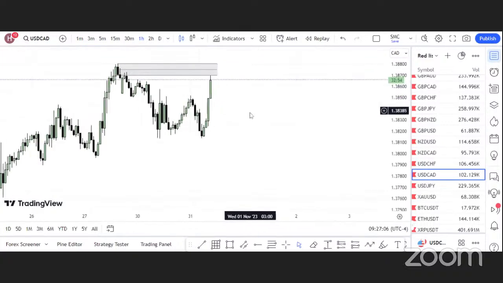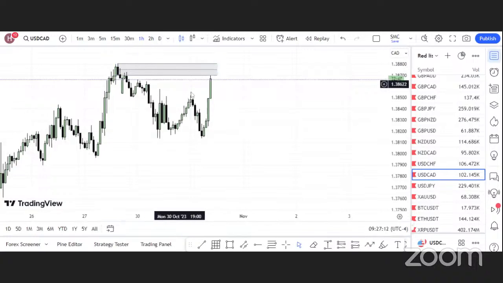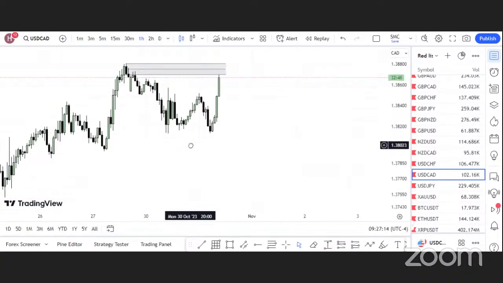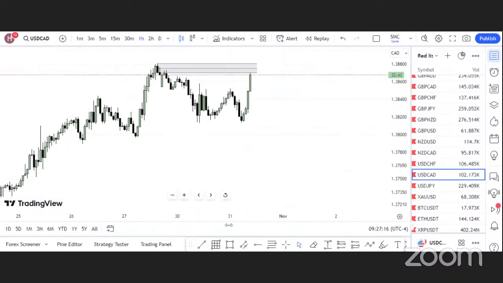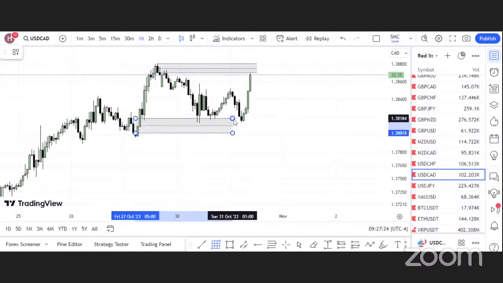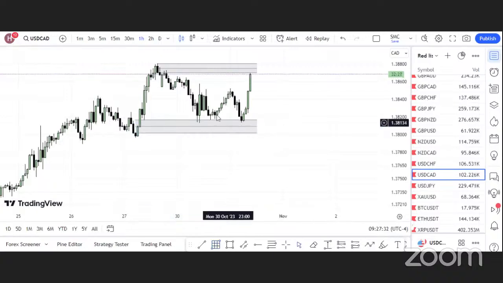This is the 1 hour time frame, and the market is already around the area. But since the market is on a strong bullish trend, I'm predicting that this market is going to continue to buy. I think this is going to continue to buy to the upside.